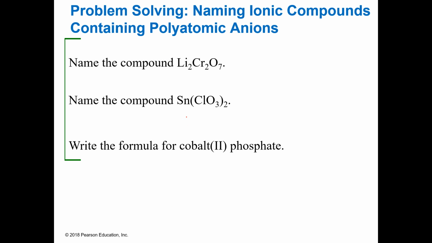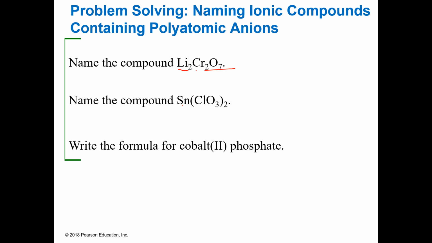All right, so here we go. How do I even know I have a polyatomic ion? It's more than two atoms. I can always assume that when I see it. All right, so let's see here. I have lithium, and then what's Cr2O7? Go ahead and look it up. So this would be lithium dichromate.